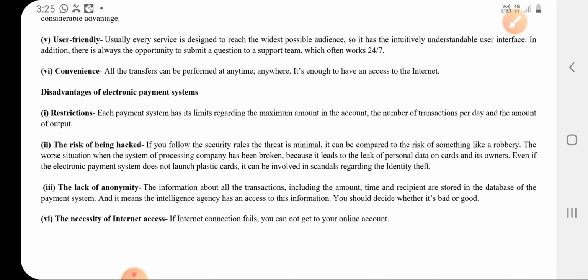Lack of anonymity, the information about all the transactions is available online. Whatever transaction you are doing, the amount of money you have, your account status, how much balance you have, how much you have paid to different people, everything can be seen easily. It can be hacked from you. So lack of anonymity, and the necessity of internet access, which is very important. Unless and until you have internet access you cannot do the e-payment, and these are the disadvantages.